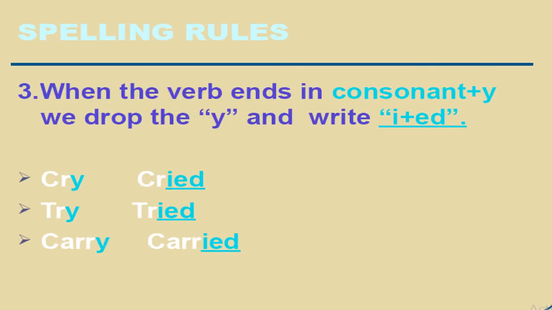When the verb ends in consonant plus Y, we drop the Y and write IED. Notice here the verb cry. It ends with Y, so we drop the Y, then replace it by IED. It becomes cried. Try, tried. Carry, carried.